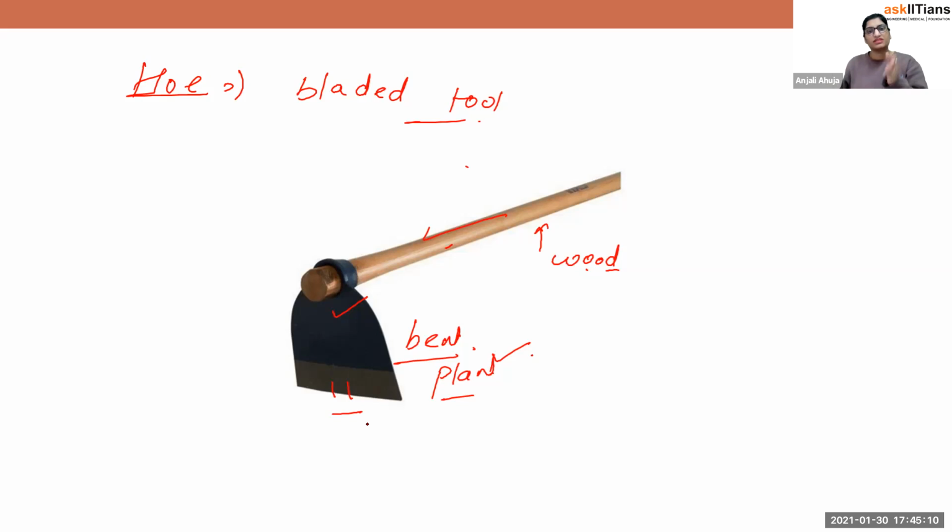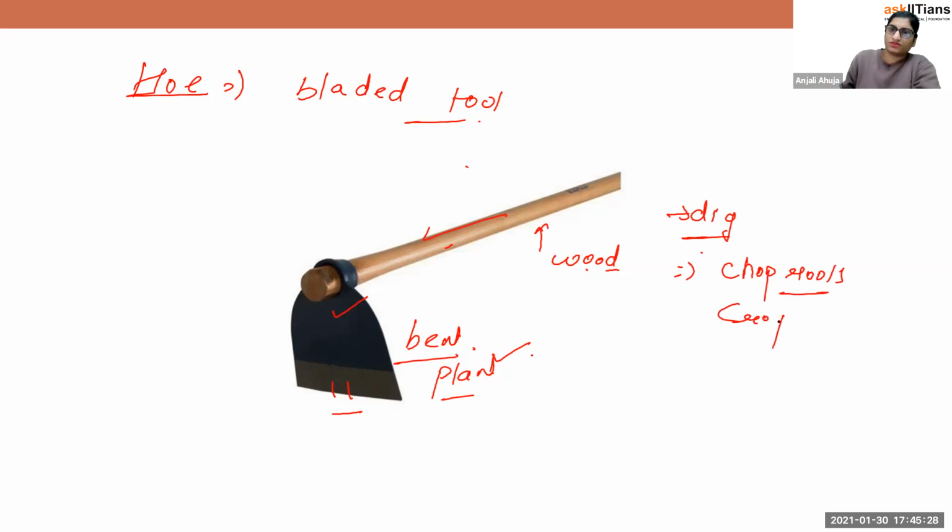Hoe is of different designs. If you search it up, this is the basic design, but it is also designed with a very strong blade connected to the bulls, and animals are using it. So this is used for digging the soil, turning the soil. It is also used to chop the roots and the crop residues, and obviously to remove the weeds.